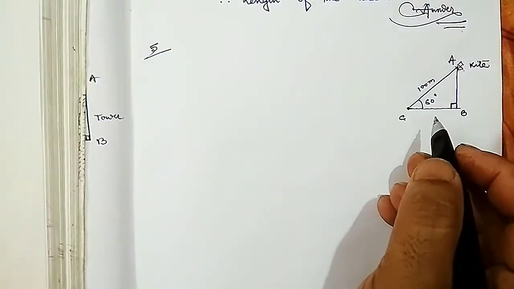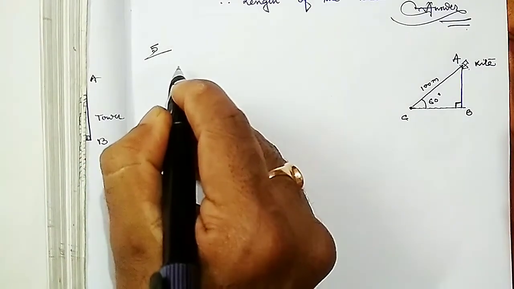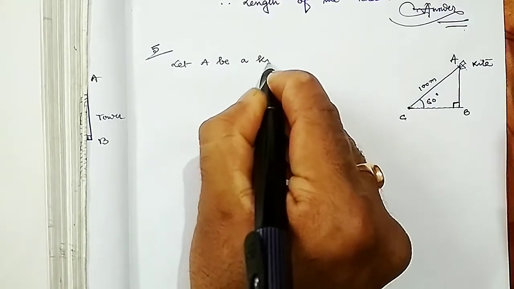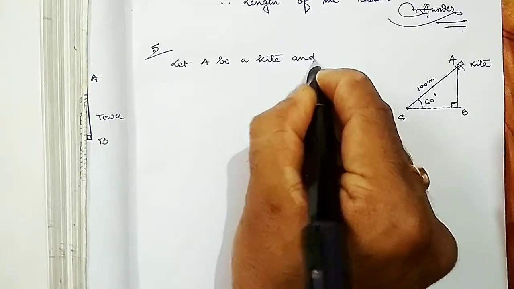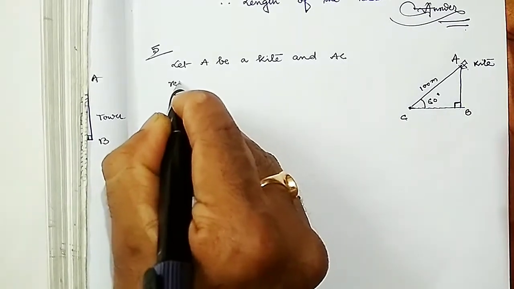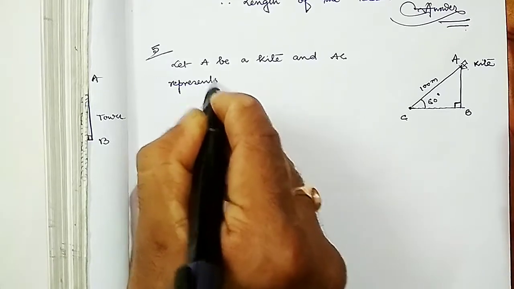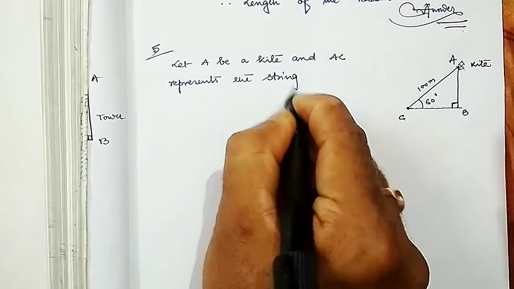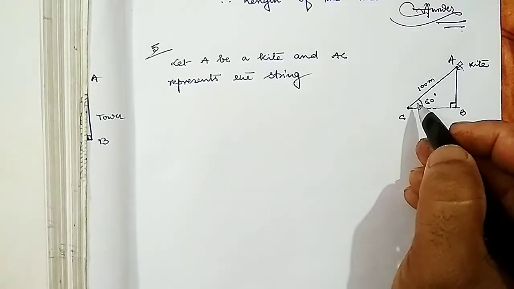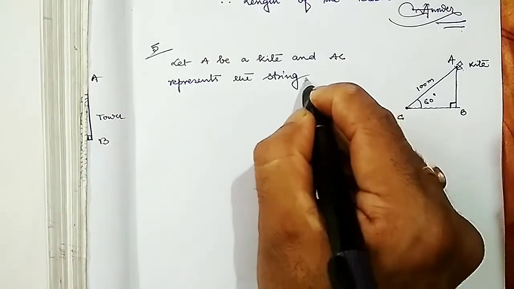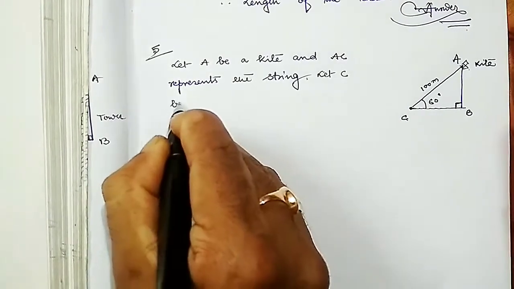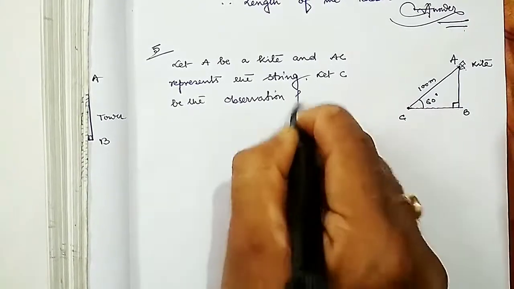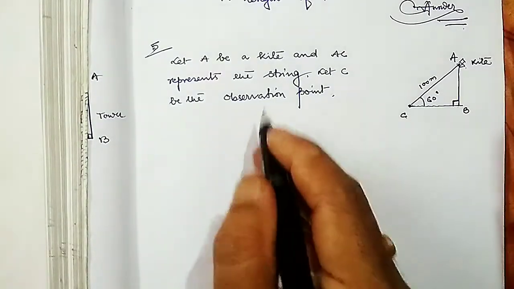Now after drawing, I have to explain the figure. So here let A be a kite and AC represents the string. Okay, A is the kite and AC is the string and C is the observation point. Let C be the observation point. Whatever figure you have drawn, you have to explain it first.